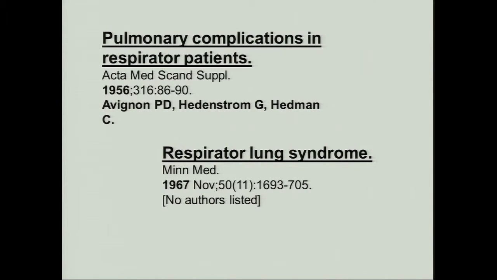1967, the term respirator lung syndrome was actually coined. So the changes that they saw in the polio epidemic and from then on in mechanically ventilated patients actually became a real thing. And you may remember, '67 was also the same year that Ashbaugh in Ohio came up with his term for these changes, and he called it the adult respiratory distress syndrome. So the respirator lung syndrome and the adult respiratory distress syndrome were actually coined in the same year.